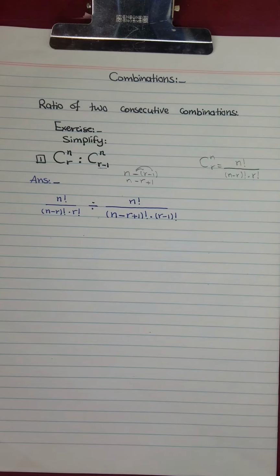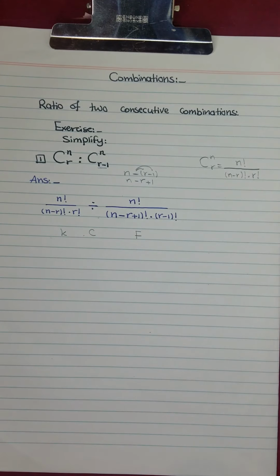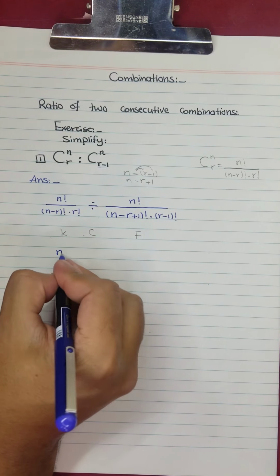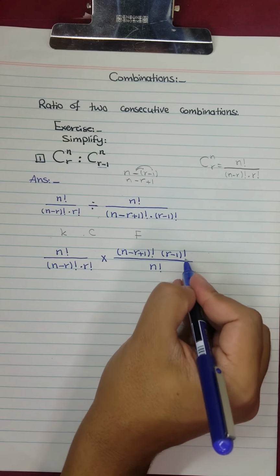Now what do we do next? As usual, this is a keep, a change, and a flip. So we keep the first fraction as it is. So it's n factorial divided by (n minus r) factorial times r factorial. And then divide. The divide becomes multiply. And then we flip this one. So when we flip it, we will get n factorial in the denominator. And in the numerator, we will have (n minus r plus 1) factorial multiplied by (r minus 1) factorial.